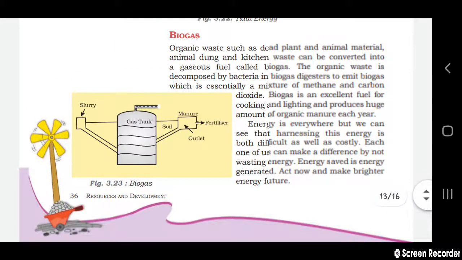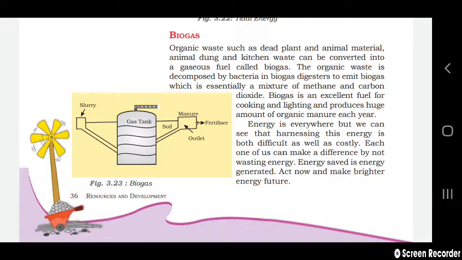After this, the next is biogas. Organic waste like dead plants and animal material, animal dung, and kitchen waste can also be converted into gaseous fuel called biogas. The organic waste is decomposed by bacteria in biogas digesters to emit biogas, which is essentially a mixture of methane and carbon dioxide. Biogas is an excellent fuel for cooking and lighting, and produces a huge amount of organic manure every year.